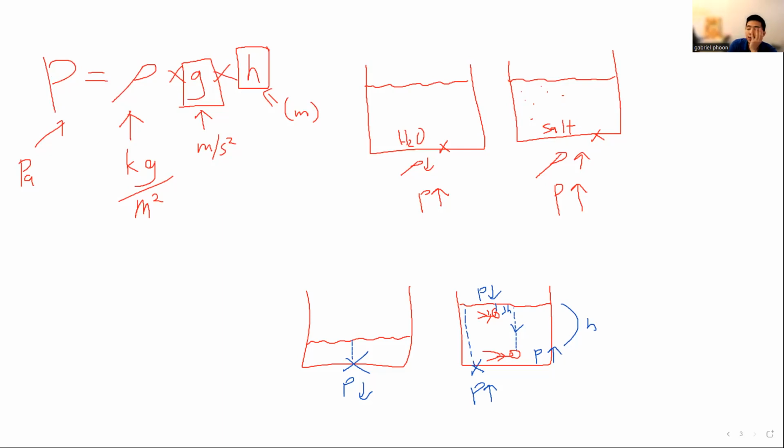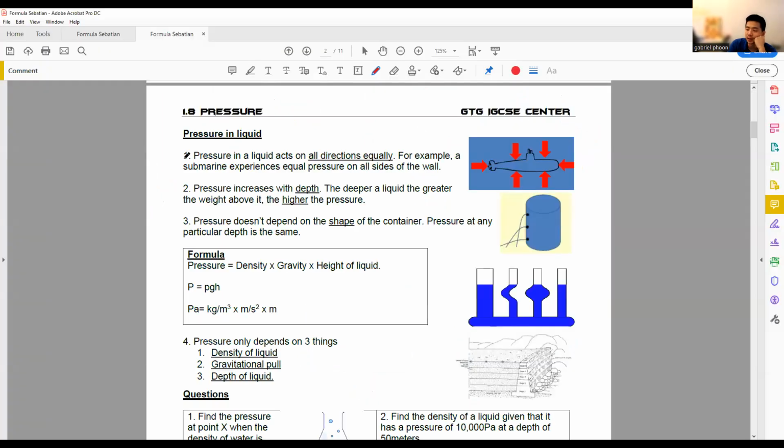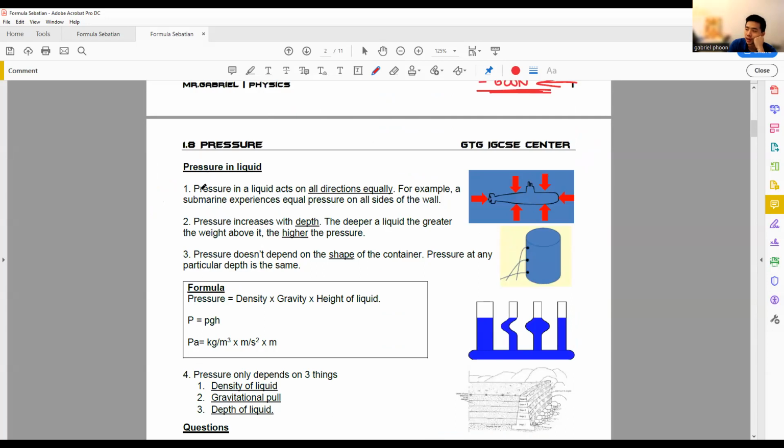Okay. If you have no questions here, then let's look into the statements and then you can start doing the 4 questions right here. Guys, if you look at this one here, pressure in a liquid acts in all directions equally. For example, a submarine experiences equal pressure on all sides of the wall, as long as the water depth is the same, right? It doesn't matter if the water is acting from here or from here, the pressure is still going to be the same, right?